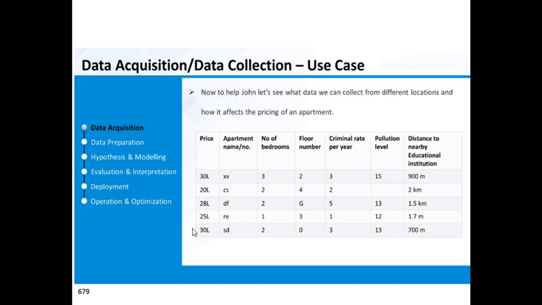So the first field is the price, then the apartment name, number of bedrooms, floor number, crime rate per year of the area around, pollution level of the area, distance to the nearby educational institution. Here you can easily understand that the apartment name and number will actually have no effect on the model that we are building because it really doesn't matter. The number of bedrooms, floor number, and the rest of the properties seem to have an effect on the price, so we will retain all of them.